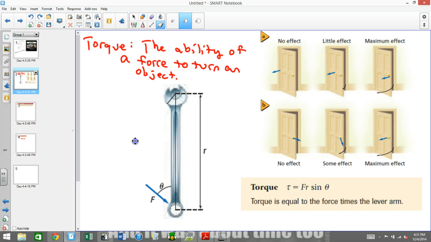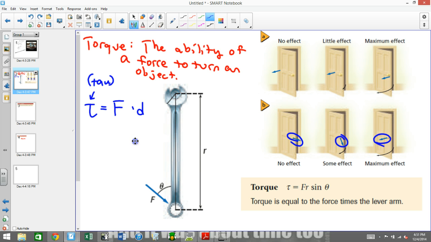So here's how I define torque. We use the Greek letter tau. It's like a backwards J, and it's force times distance. Now, it's not just any force, because you'll note that in all these cases, they use the same force, and it's the same distance away from the hinges. But some of them had lots of torque, some of them had none, but it's specifically the force perpendicular.